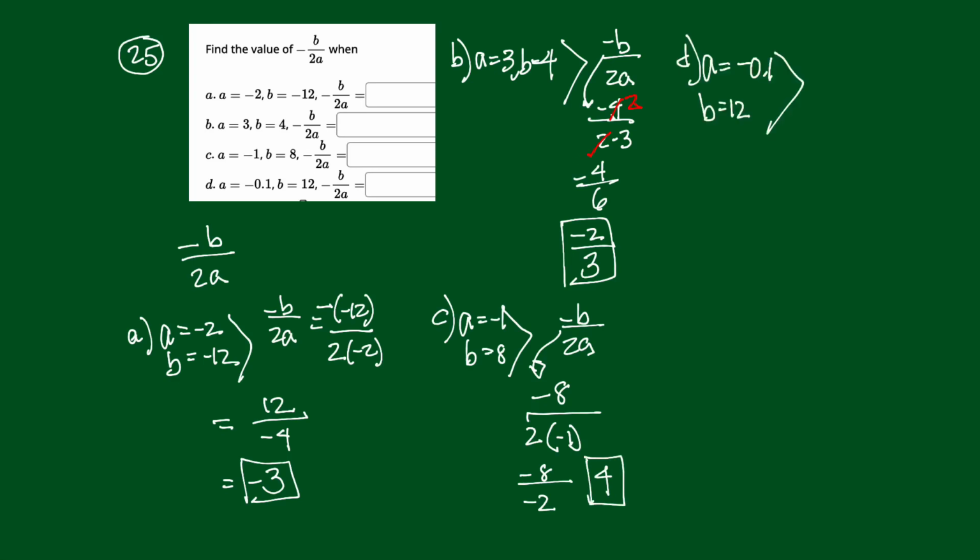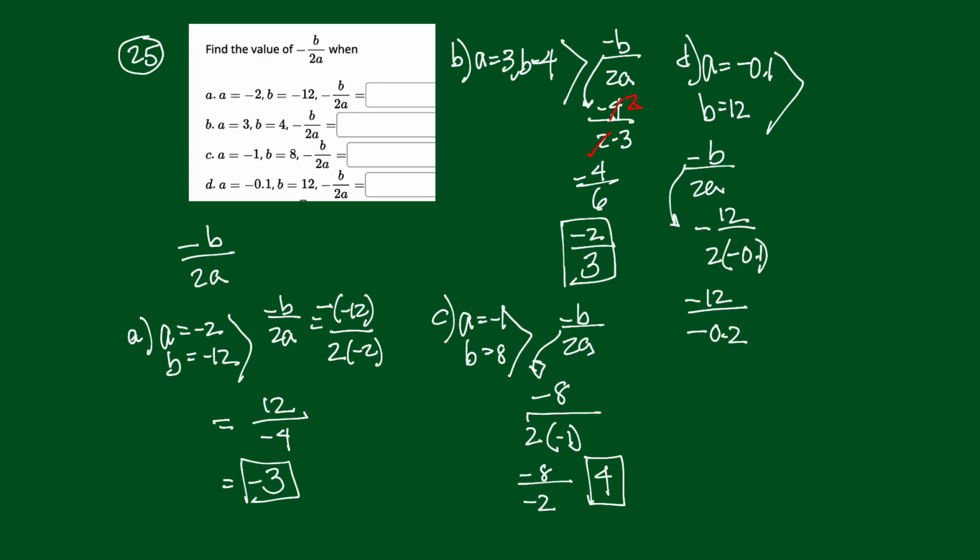Now in D, it looks like we got a decimal here, but we can deal with that. What is negative b over 2a? Well, here's the negative. Now what is b? b is just 12. Now what is a? 2 times a is negative 0.1. Now I'm going to put the negative on the top, so it's going to be negative 12 over, now in the bottom it's 2, positive times negative is negative, so I know I'm going to get a negative. 2 times 0.1 is 0.2.